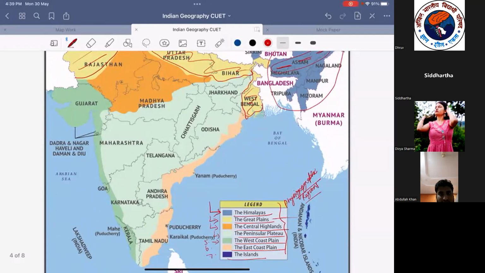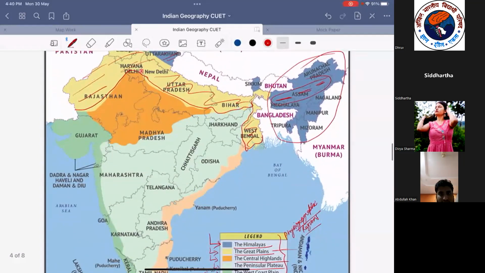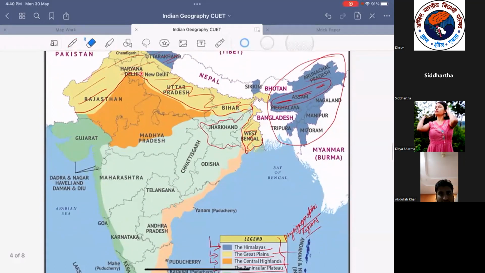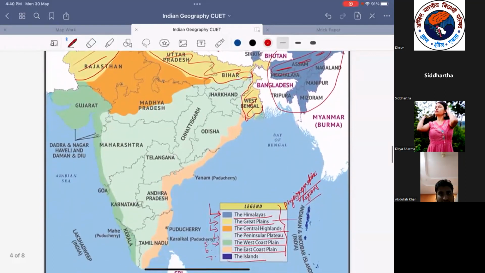Okay, then within the Great Plains there are many more things that come. Like there are plateaus, there are different ranges like Aravalli Hills and Chota Nagpur Plateau. These are all its divisions. Okay, we will also talk about them maybe in this class or in the next class, or it will be shared to you in the form of a PDF.